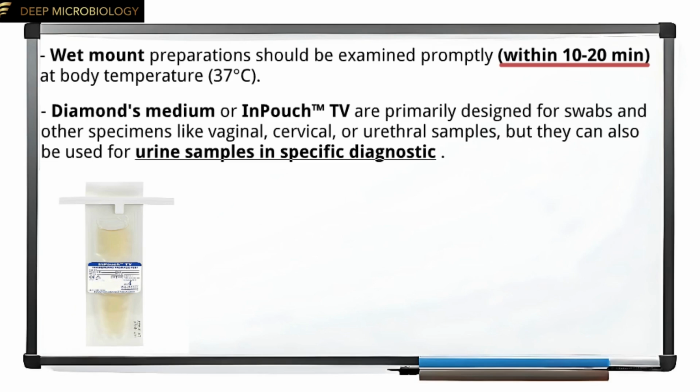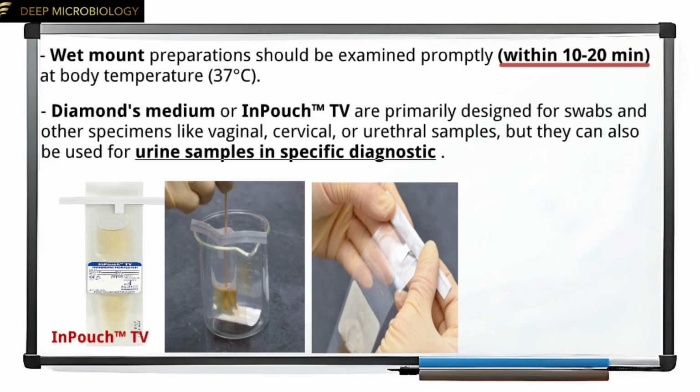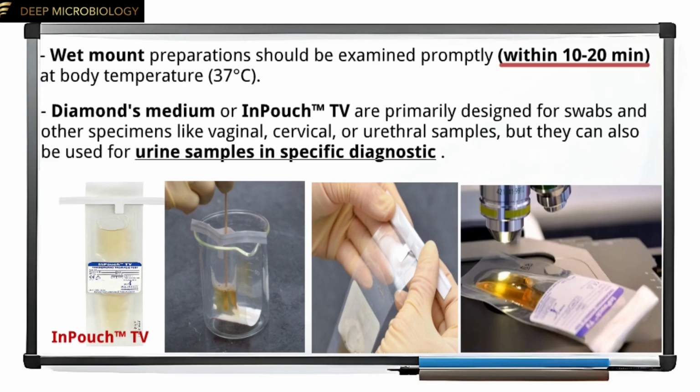As seen with in-pouch medium, no plating or wet mount slide preparation is needed. Simply centrifuge the urine sample, inoculate the deposit into the media, seal it, and place the pouch directly on the microscope stage for low power, 100 times observation.